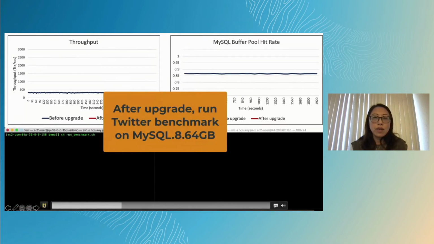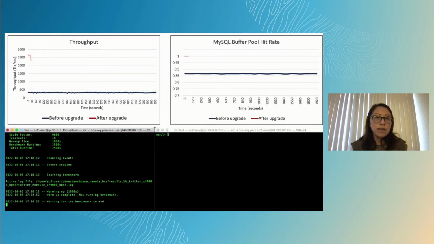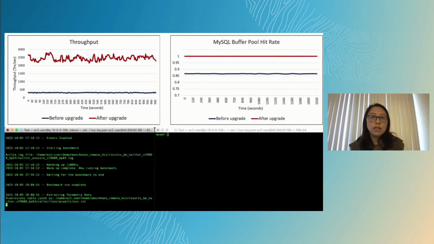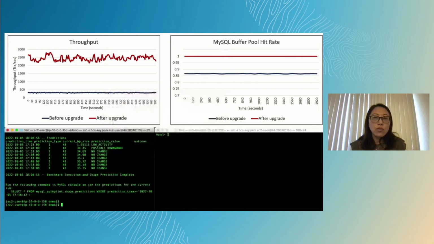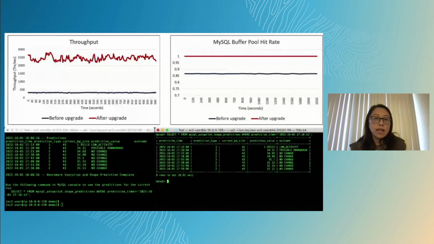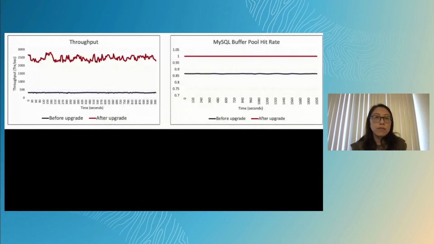And then after the upgrade, I run the benchmark again. You can see in the red line that the throughput is actually much higher, and the buffer pool hit rate is much higher. And once this benchmark is done, I also run the auto shape prediction again. You can see here that it suggests there's no need for any change in the shape, as the buffer pool hit rate is good, and the throughput performance is good.